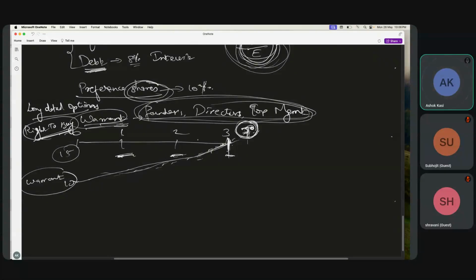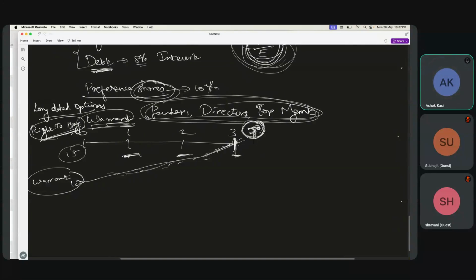So this is another instrument through which a company can raise capital by issuing this security to the founders, directors and the insiders. It doesn't pay interest as such. However, it gives the holders of the warrant the right to convert this warrant into equity shares at the time of maturity. Is this clear? Warrant.